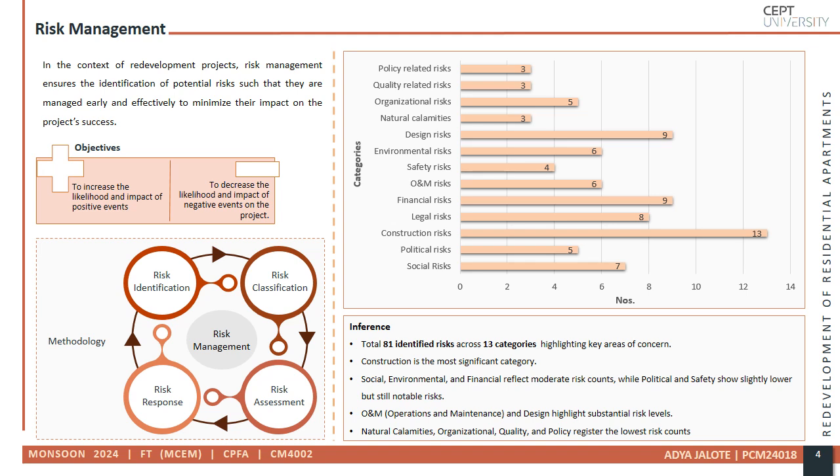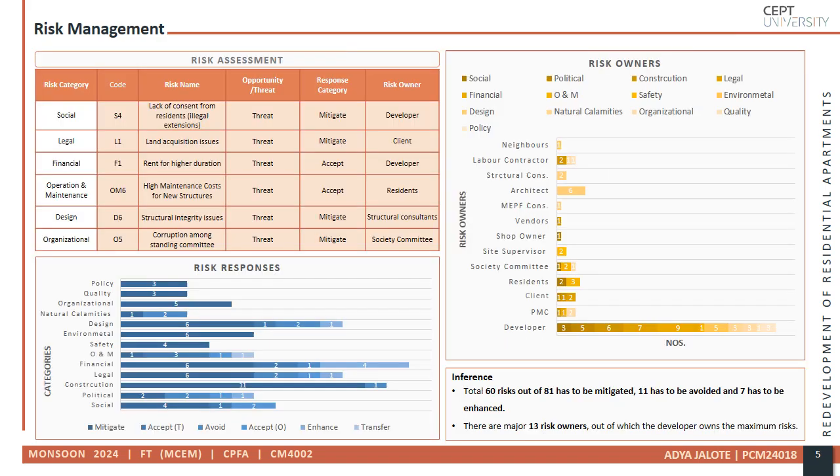In total, 81 risks were identified across 13 categories. Construction risks, including potential delays and cost overruns, were the most significant. Social risks, such as gaining resident consent, and financial risks, like unforeseen budget constraints, also posed challenges. Addressing these risks ensures the project stays on track.